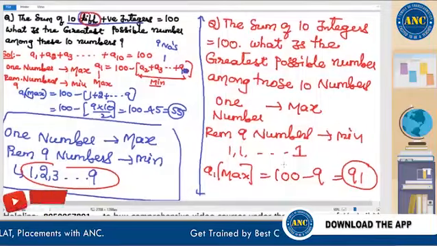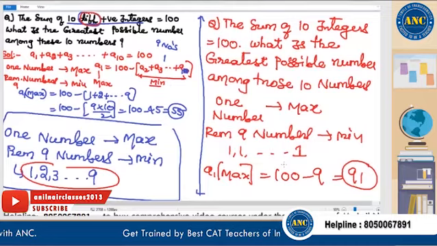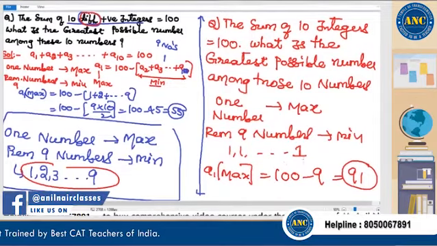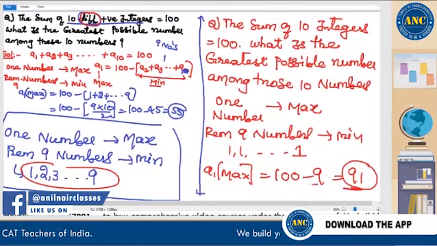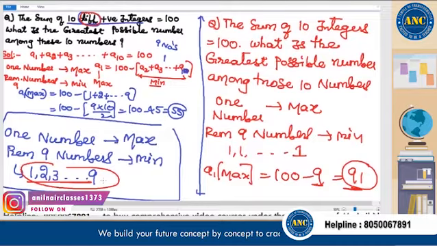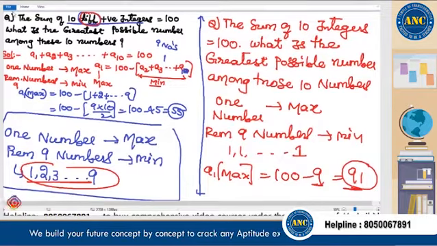Conceptual clarity. Sum of 10 integers is 100. What is the greatest? I hope you understood the difference between these two questions. Here take 9 numbers equal. Here take 9 numbers distinct. Please write down a note.